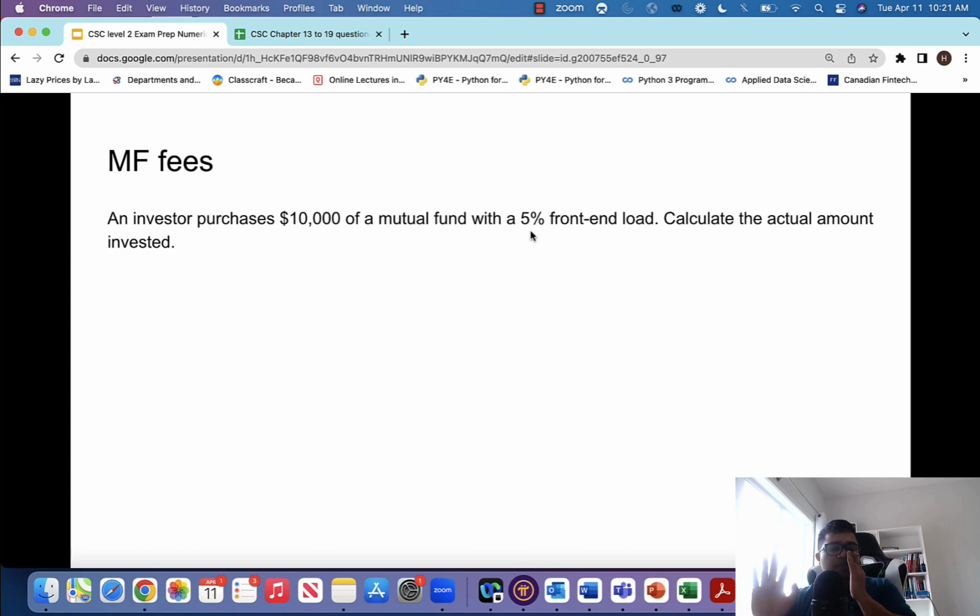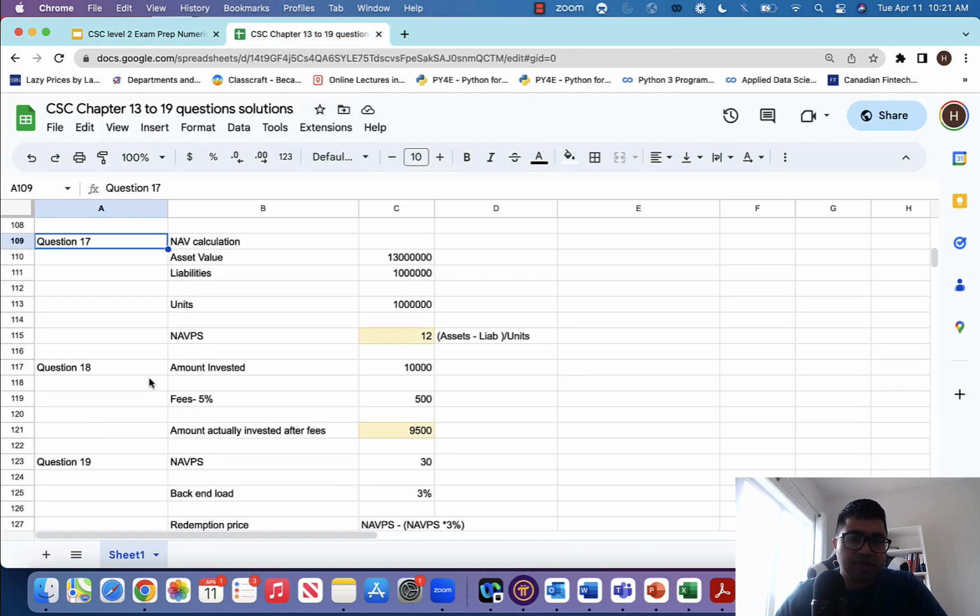Now there are two kinds of mutual fund fee structures. Front-end loads are applied when you buy the mutual fund. Back-end load or deferred sales charge are applied when you sell the mutual fund. In this case, they are asking you the impact of the 5% fee. So how do you solve it? They are asking you the actual amount invested. You invested $10,000, but out of that 5% went to fees. So 10,000 times 5%, $500 went to fees. So how much actual amount was invested? 10,000 minus 500, $9,500 was actually invested.